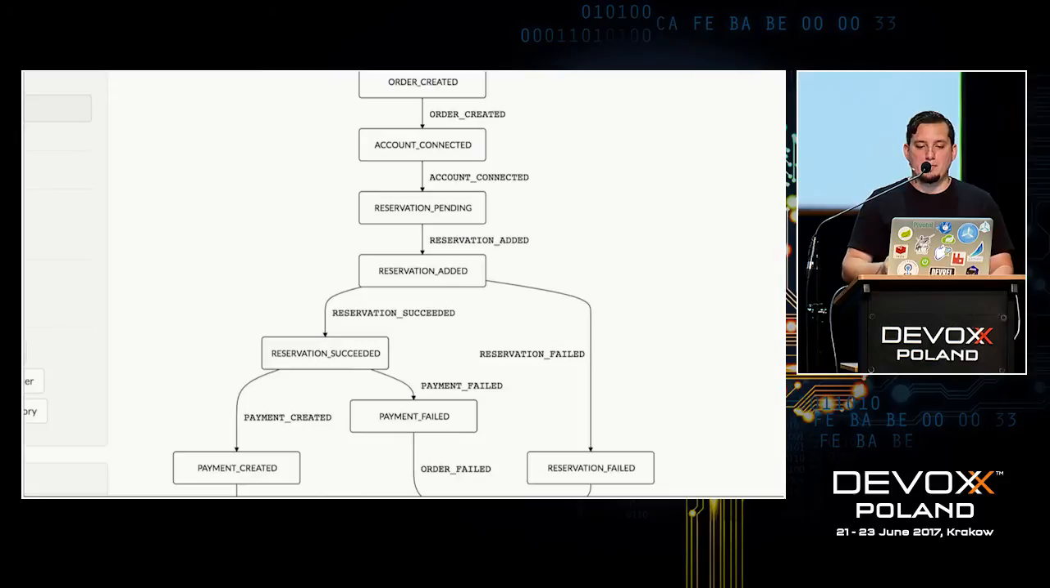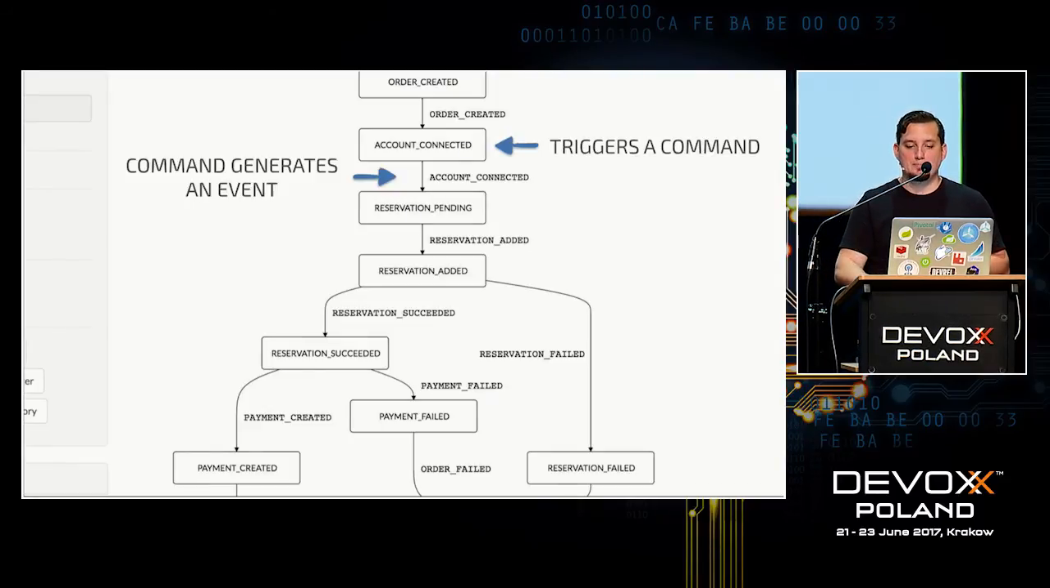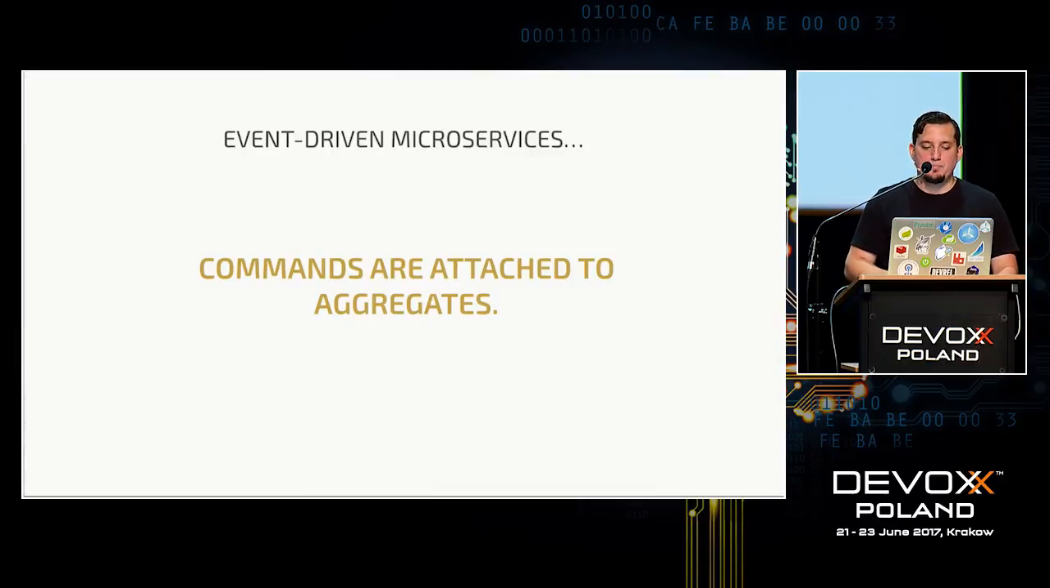So commands are going to generate events, right? So here maybe I have a command which is create order, and we can see that it's going to transition the state to account connected. Commands are going to generate these events, and these events are going to change the state of the system. So we've gone from order created to account connected because we had a create order command. So our command generates an event, and that's really just this balance between command and event. A lot of people think that an event is a command, or a command is an event, but really commands just generate events. And commands are going to be attached to your aggregates.